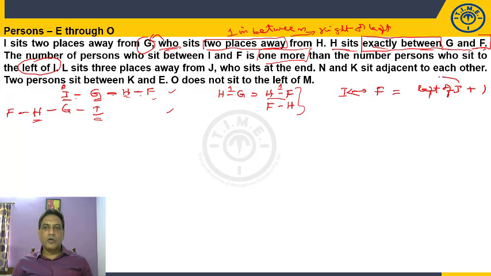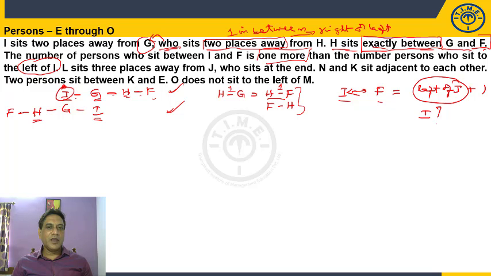But since we do not know I's exact position, we do not know how many are to the left of I. Let us check, do we know how many are there between I and F? We have 2 cases. So let us check both the cases.